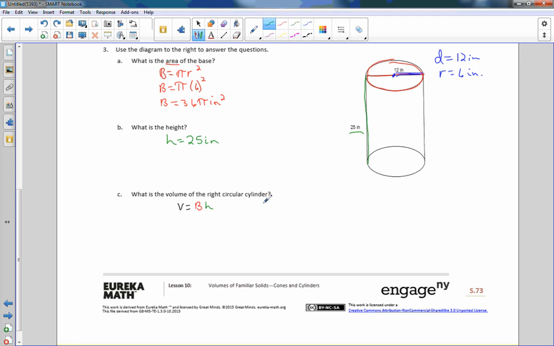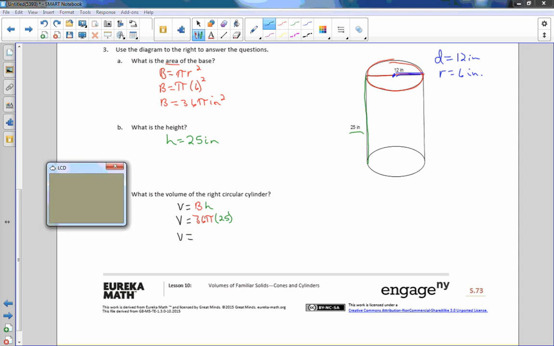So the volume is 36 pi times 25. Simplifying, we get 36 times 25. Get my calculator. Start over. 36 times 25 equals 900. Okay, so I'm going to write in 900 inches cubed. Remember, it's volume.